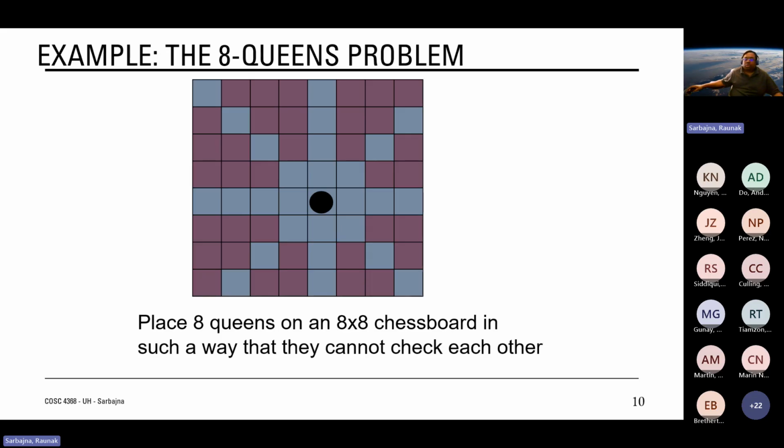So how do you want to represent this as a genetic algorithm problem? This is the phenotype, this board and all the queens. So how do you map this to a genotype?